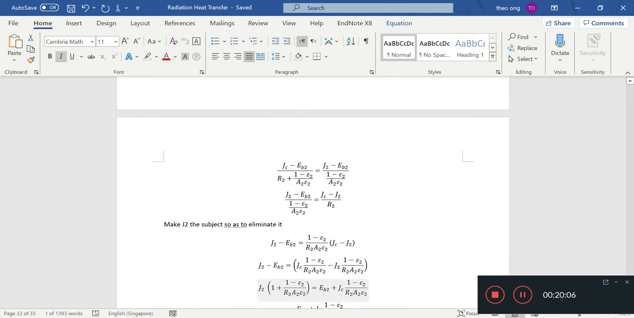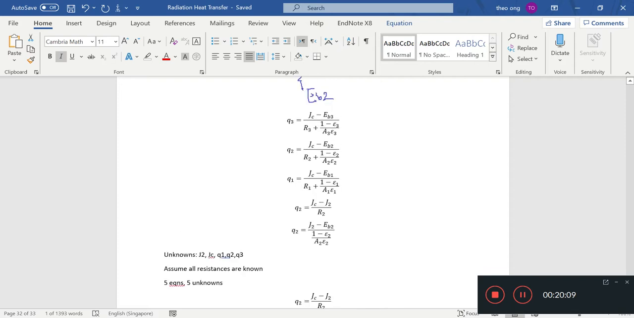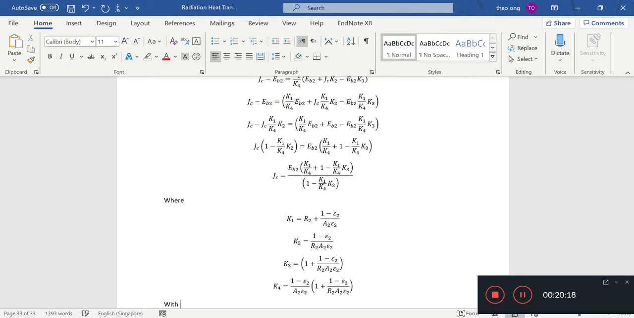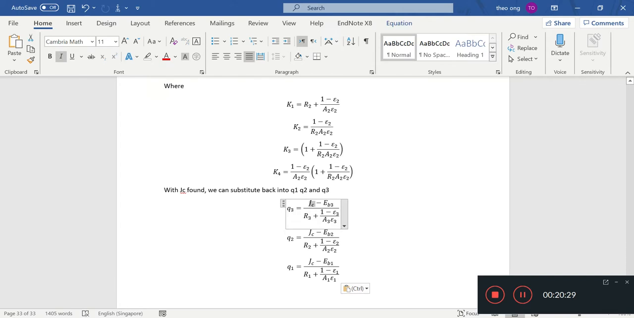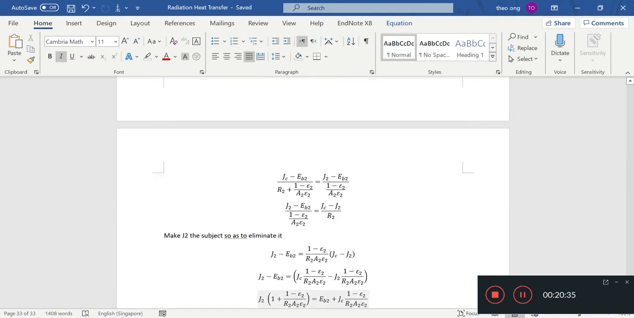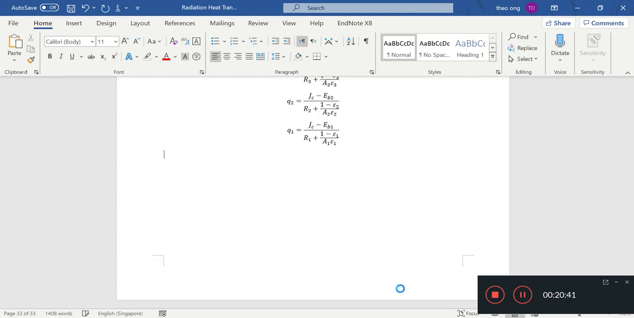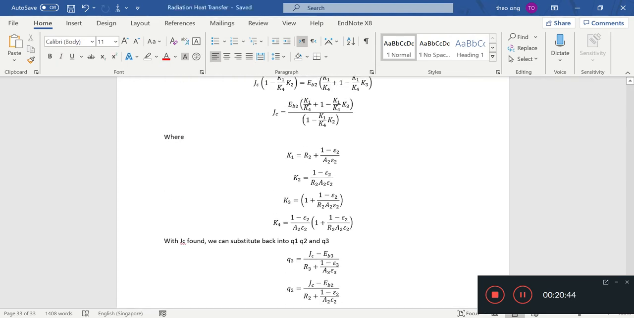Once we find JC, we can easily find our Qs. Alright, Q1, Q2, and Q3. With JC found, we can substitute back into Q1, Q2, and Q3. So you just substitute whatever relation for JC in here, and then you'll have the heat flow from each of these nodes. Okay, so yeah, this is how the radiation resistance network kind of works. If we were to follow the circuit analogy exactly, this is how we would come to find our answer.